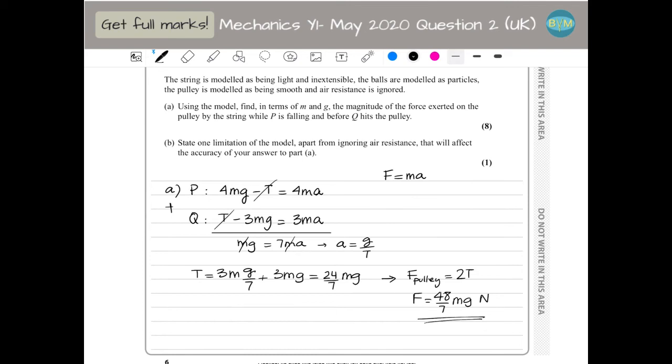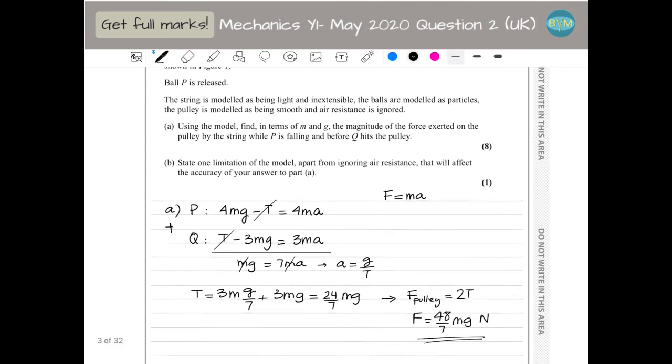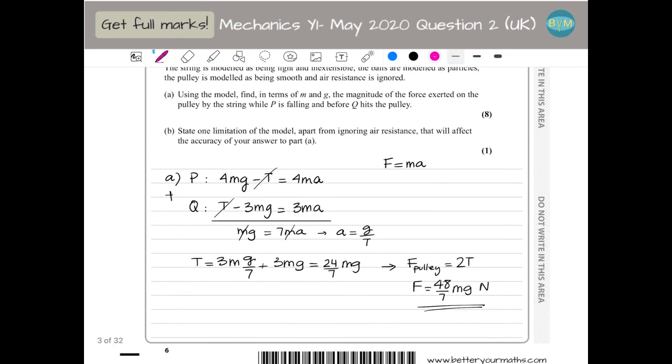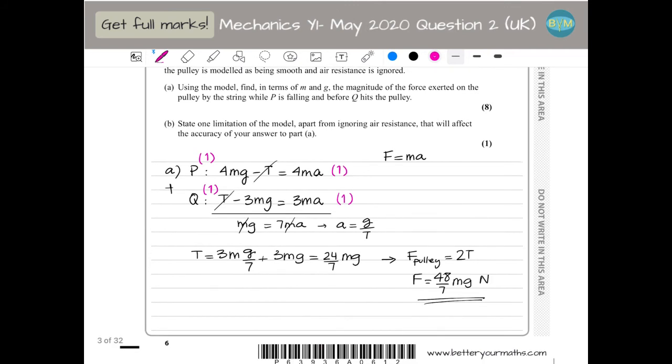And this is 8 marks, believe it or not. So I'm going to show you where the marks are. The first one is to write one equation for P and for writing it correctly. Then another mark for writing an equation for Q and for writing it correctly, substituting in the right signs and everything. Then another mark is for solving the simultaneous equations, so for the method. And another mark for finding the tension correctly.